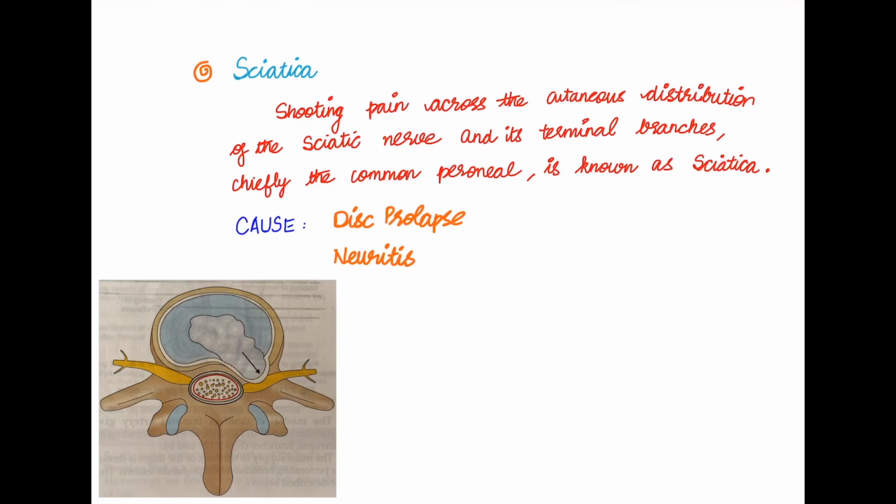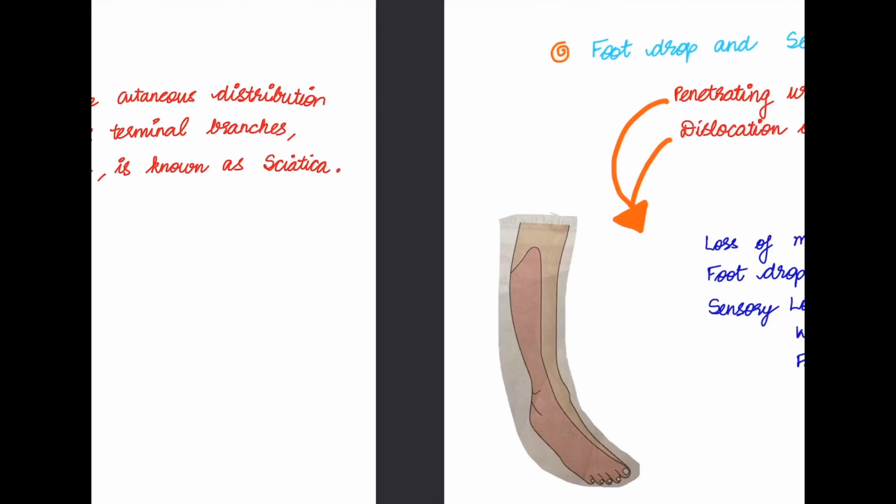The next one is sciatica. It is very, very common, and it is the shooting pain across the cutaneous distribution of the sciatic nerve and its terminal branches, and chiefly the common peroneal nerve. And it can be caused by either neuritis or disc prolapse. Disc prolapse is pretty obvious, when the disc moves, the sciatic nerve might get compressed.